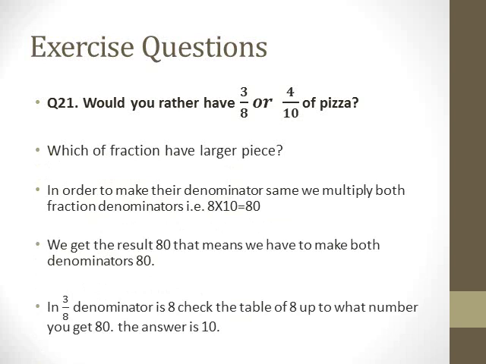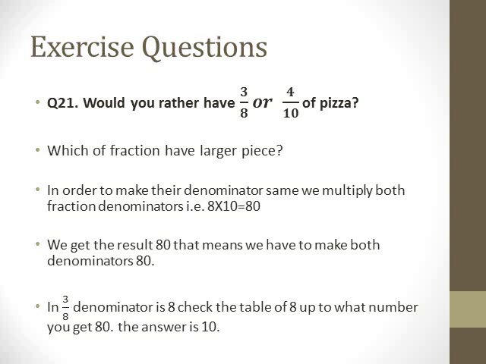First you need to find which of the fractions has the larger piece. Obviously you want to have a larger piece of pizza, not a smaller one. For that you should know which fraction is greater and which is smaller. So you will do the same thing. There are two fractions, so you need to find out which is the bigger one and which is the smaller one. For that you need to multiply their denominators.